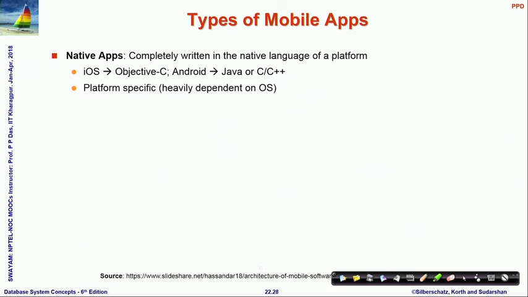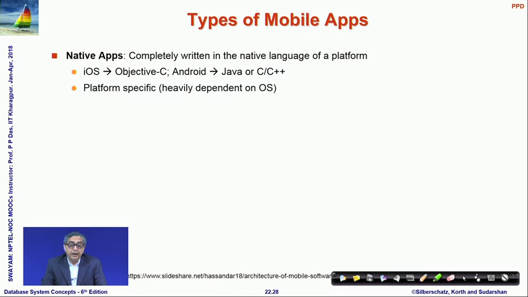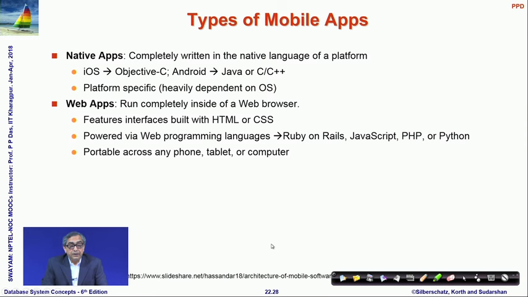And you could also note that there are different types of mobile apps. One large class is known as native application, which is completely written in the native language of the platform. So, if you are doing an iOS mobile app, then you will write it in Objective C. If you are doing an Android one, you will write it in C or C++ or Java, it is platform specific. Whereas, there is another class of mobile apps known as web apps, which run completely inside the web browser, much like the way JavaScript works. They feature interfaces built with HTML and style sheets, and they are powered by different web programming languages like Ruby on Rails, JavaScript, PHP and so on.